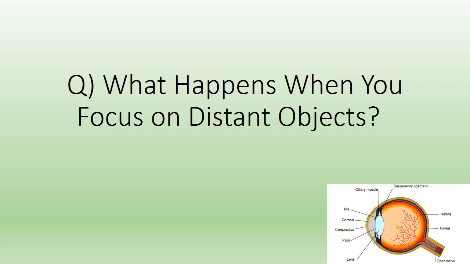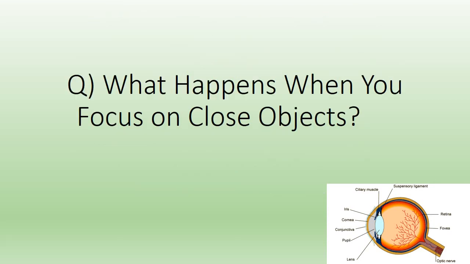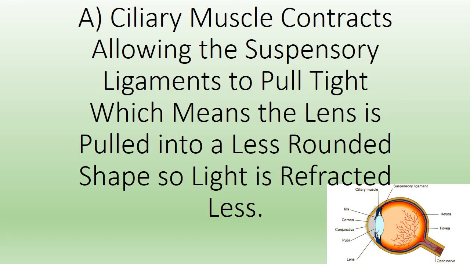What happens when you focus on distant objects? Ciliary muscles relax, slackening the suspensory ligaments, which means the lens becomes a much more rounded shape, so light is refracted more. What happens when you focus on close objects? Ciliary muscle contracts, allowing the suspensory ligaments to pull tight, which means the lens is pulled into a less round shape, so light is refracted less.